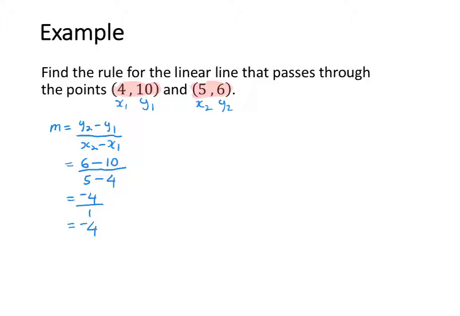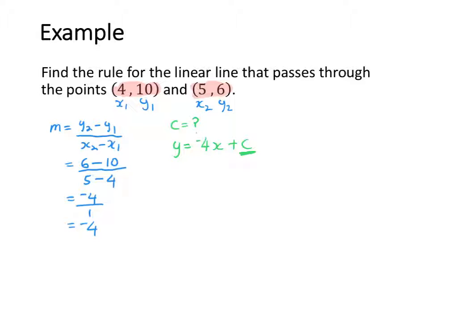Now my next step is going to be to find my y-intercept. So what does c equal? To find my y-intercept, I want to write my rule with the information that I have. So y is going to equal negative 4x plus c. Now I've got 3 unknown values in that formula. To find the value of c, it needs to be my only unknown value in the equation.